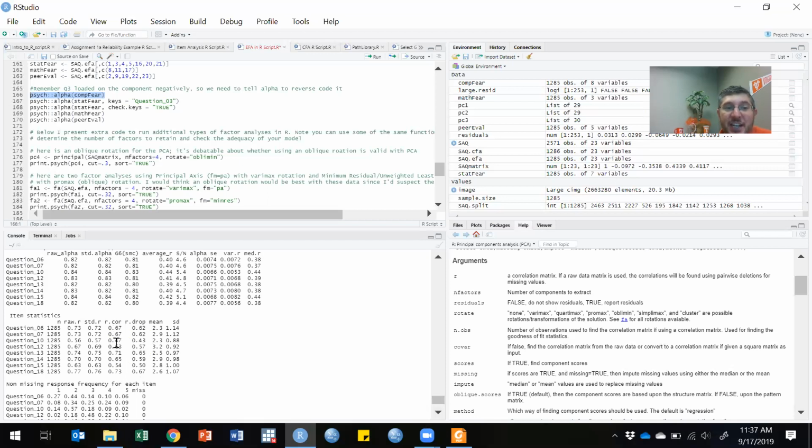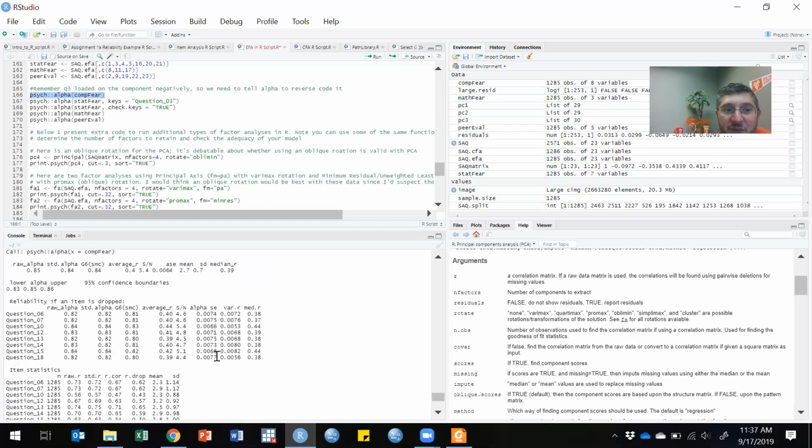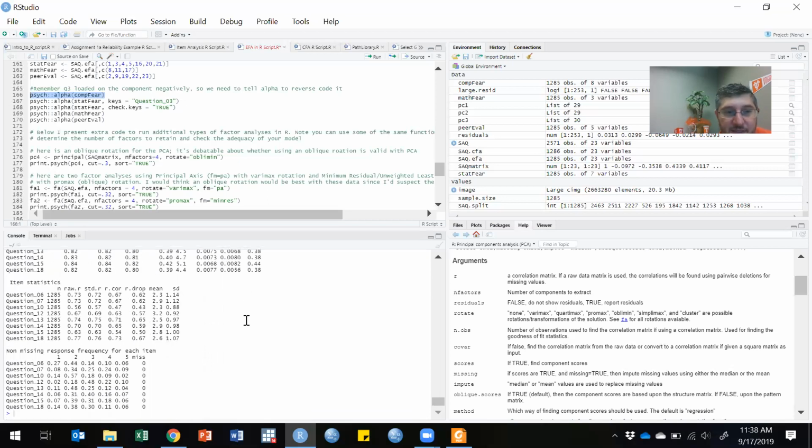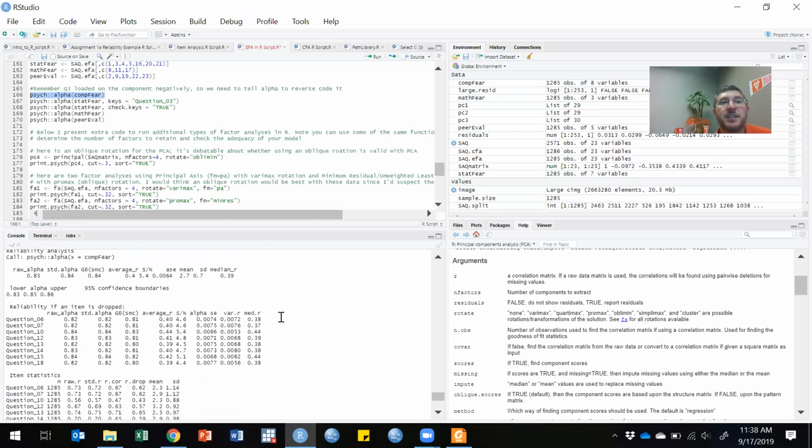You can see the inter-item correlations. Remember, the R drop was the correlation between the item and the scale with that item removed from the scale. We want to see that these all have a high correlation. This would be the mean of the scale if we drop that item, the standard deviation of the scale if we drop that item. We can compare that to the whole scale statistics, and we can see if we had missing data. We can see the response frequency in each category and then the number missing there.